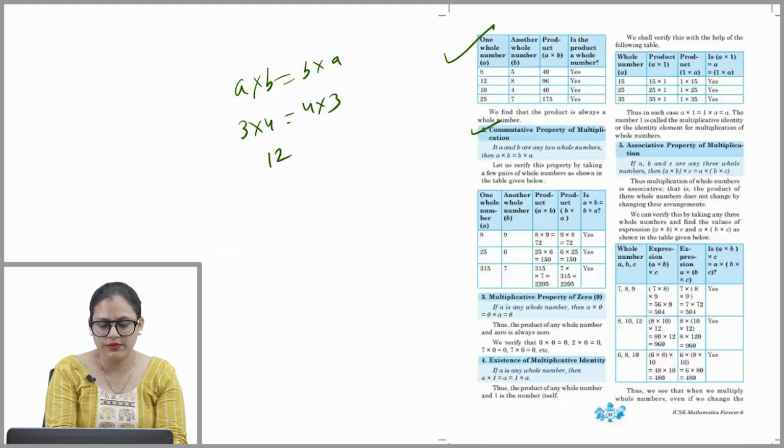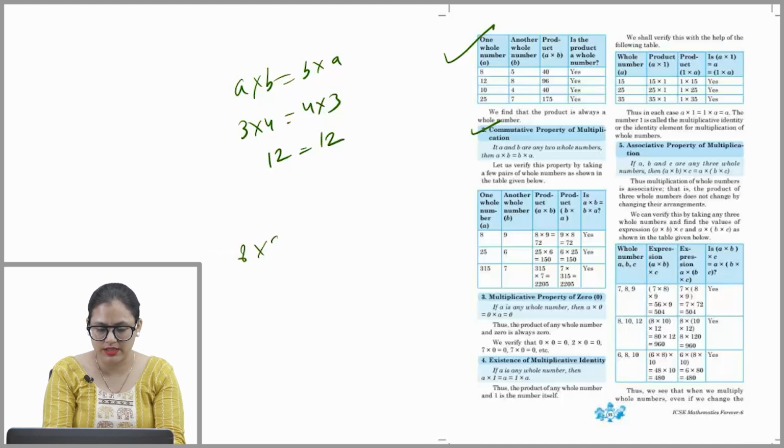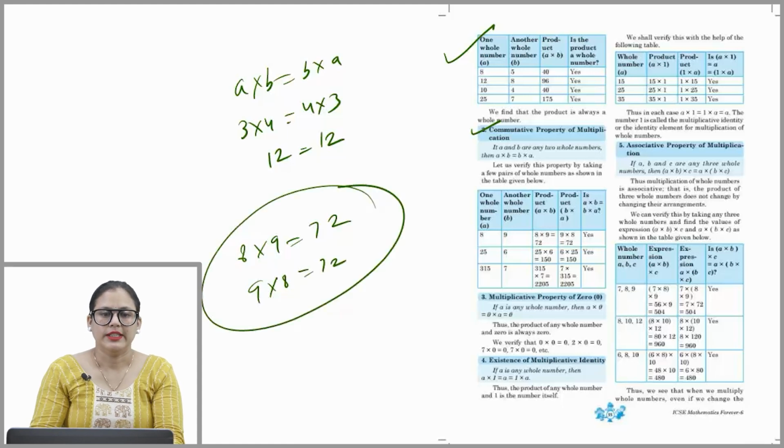3 into 4 is 12. 4 into 3 is also 12. So let us verify this property by taking a few pairs of whole numbers as shown in the table given below. Two numbers are given. 8 into 9 is 72 and 9 into 8 is equal to 72. Now number 3, multiplicative property of 0.